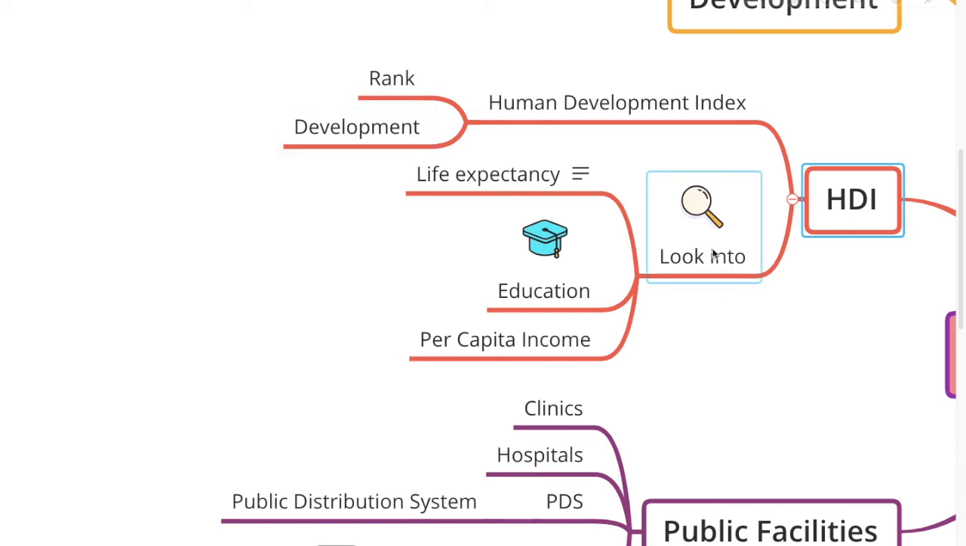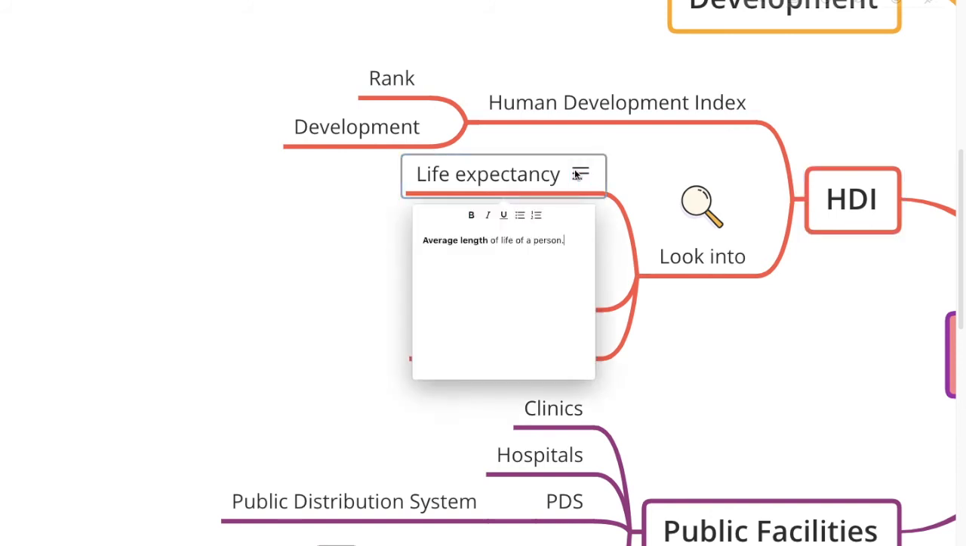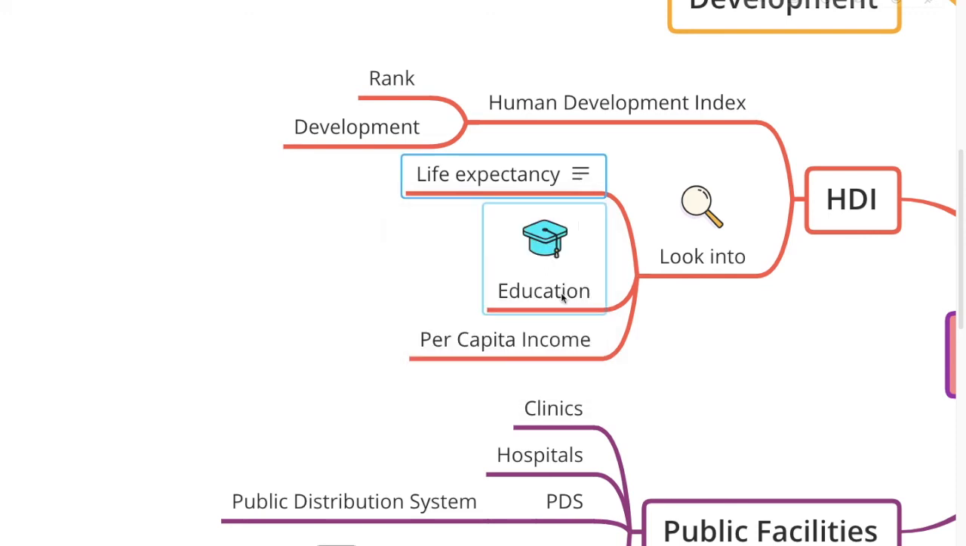So what do they look into? They look into life expectancy. Now what is life expectancy? Basically the average length of life of a person. They also look into education. They look into per capita income. This all comes under HDI.